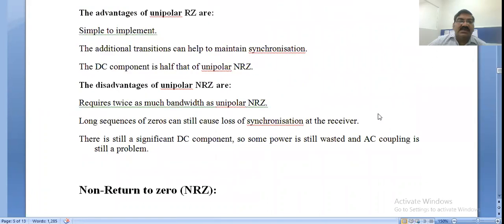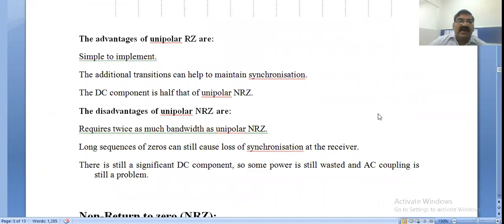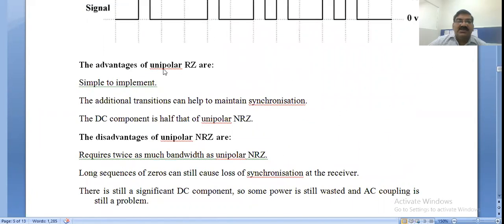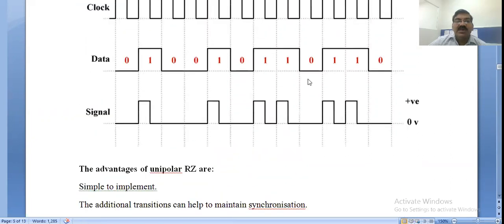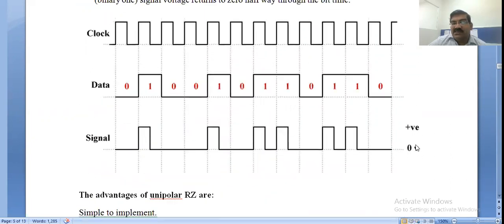Now we'll just see what the advantages are, the advantages of unipolar. Now what is unipolar? Here this is 0 and positive. I have taken this as 0 volt and positive. So the polarity is only positive polarity, so it is called unipolar. So this is unipolar RZ.